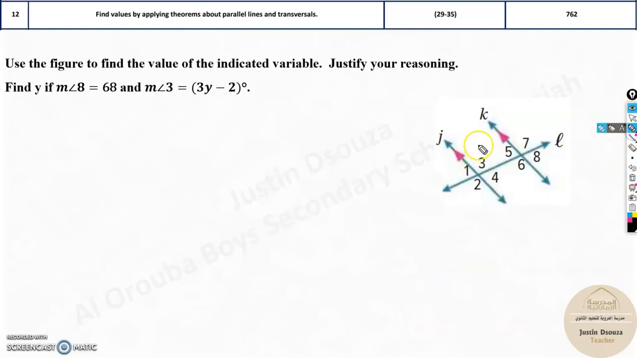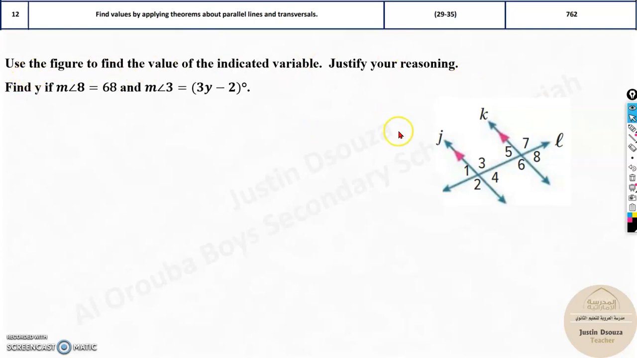So in this case, look at this figure. We can see 3 is interior, and its alternate interior angle is 6. These both are congruent. Now 5 and 4 are congruent, 7 and 2 congruent, 8 and 1 congruent. There is one more thing, consecutive interior angles. Consecutive 3 and 5: whenever you add 3 and 5, it will be equal to 180 degrees. Same way, 5 and 6, when you add, it will be 180 degrees. Now then, we will solve this particular problem.